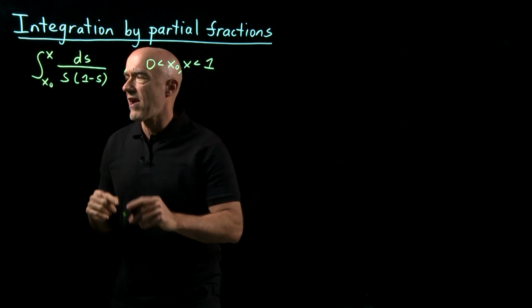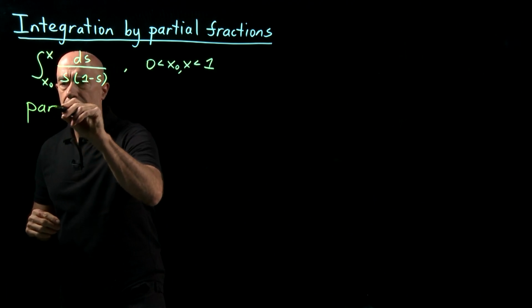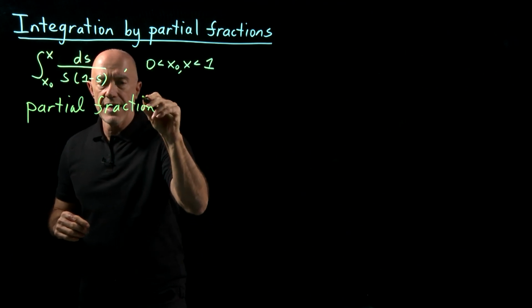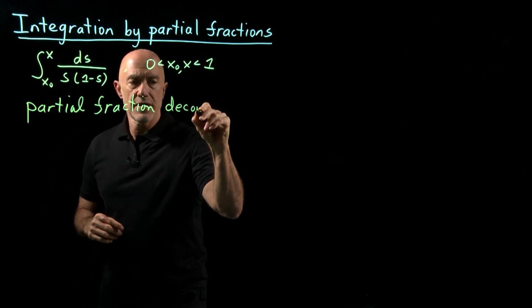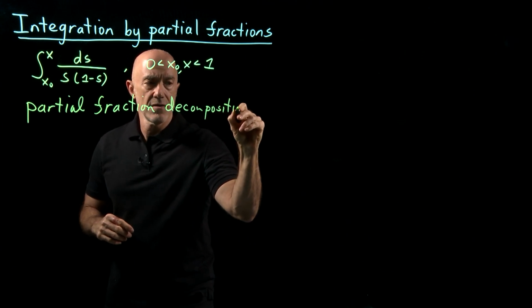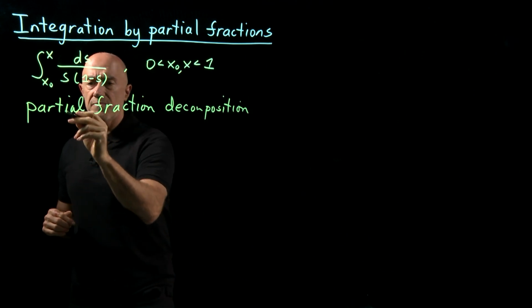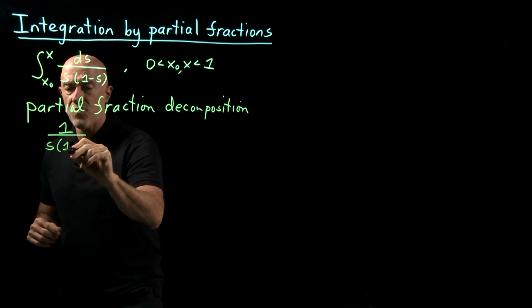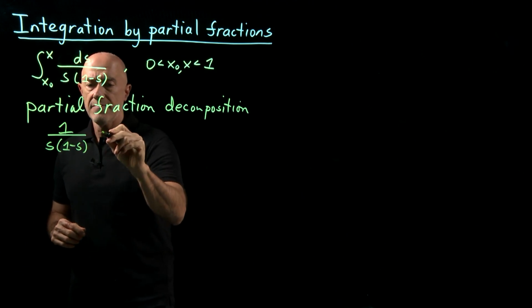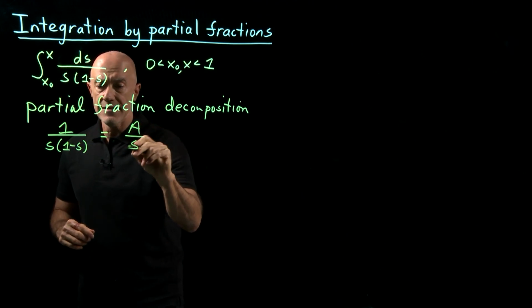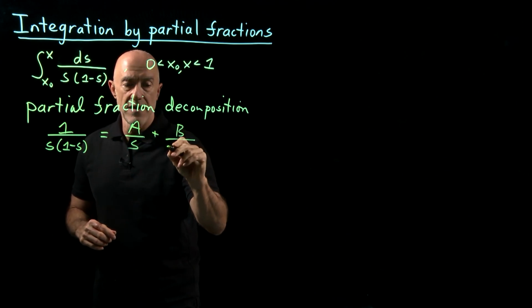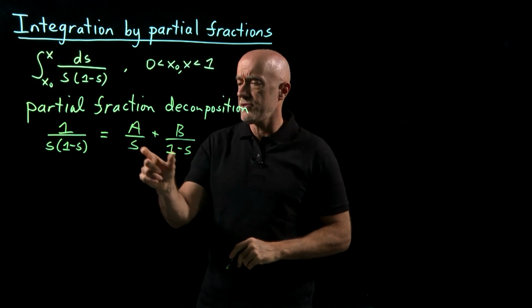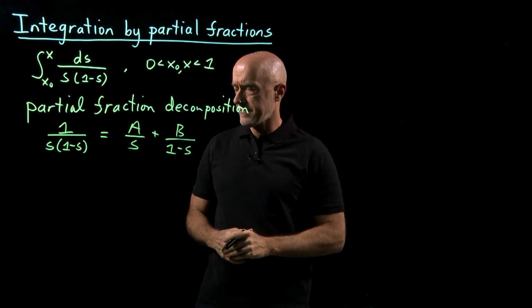So the partial fraction decomposition is what we need to use. For the more complicated cases, you can look this up, say on Wikipedia. The partial fraction decomposition writes 1 over s times 1 minus s, this integrand, as a divided by s plus b divided by 1 minus s. When these break up into these monomials, you can always write it like that.